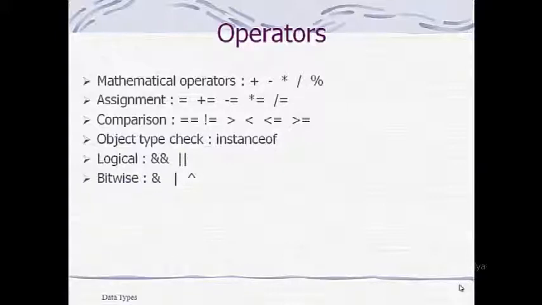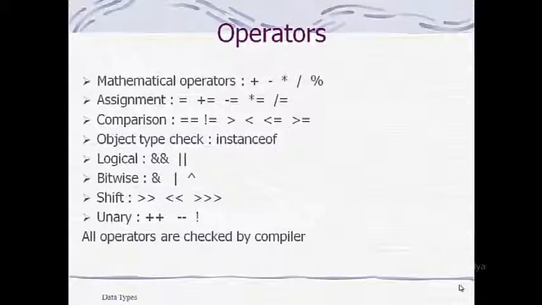Bitwise operators: and, or, exclusive or, shift: left shift, right shift, and unsigned right shift. Unary: plus plus, minus minus, not. All operators are checked by the compiler.